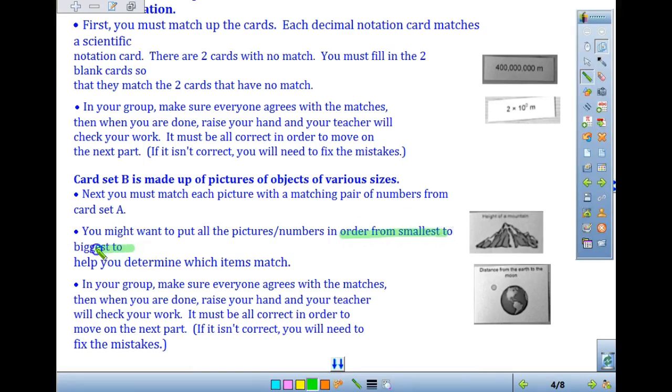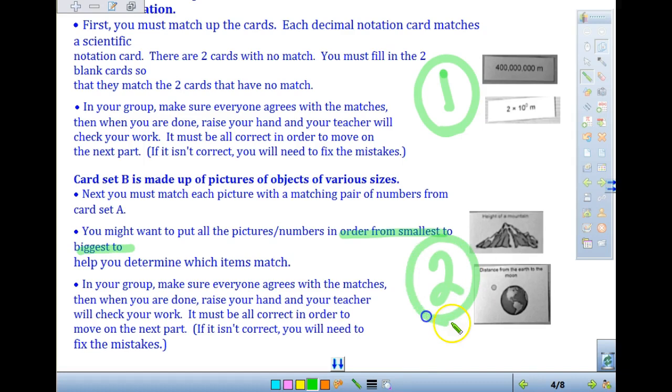In your group, make sure everyone agrees with the matches. Then, when you are done, raise your hand and your teacher will check your work. It must be all correct in order to move on to the next part. If it isn't correct, you will need to fix mistakes. So, you're going to put them in order from smallest to largest. You're going to have a pair of standard notation and scientific notation that match up. I'm going to check that first.